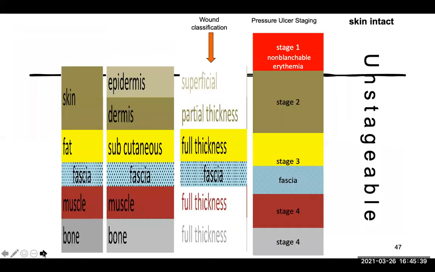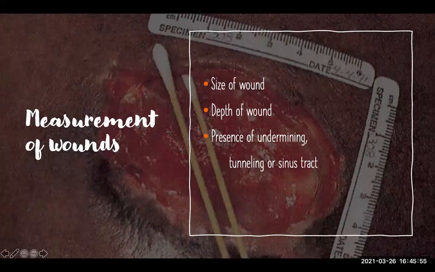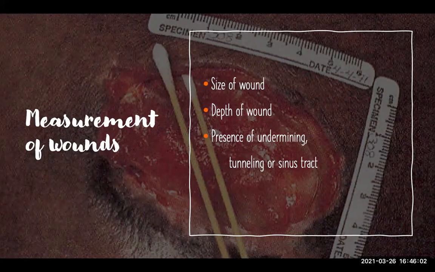This is just another example of looking at pressure ulcers versus what I call a regular wound. When we look at wounds, we're going to size the wound, measure, assess the depth, and then look for the presence of undermining or tunneling, just like we did with the pressure ulcers.